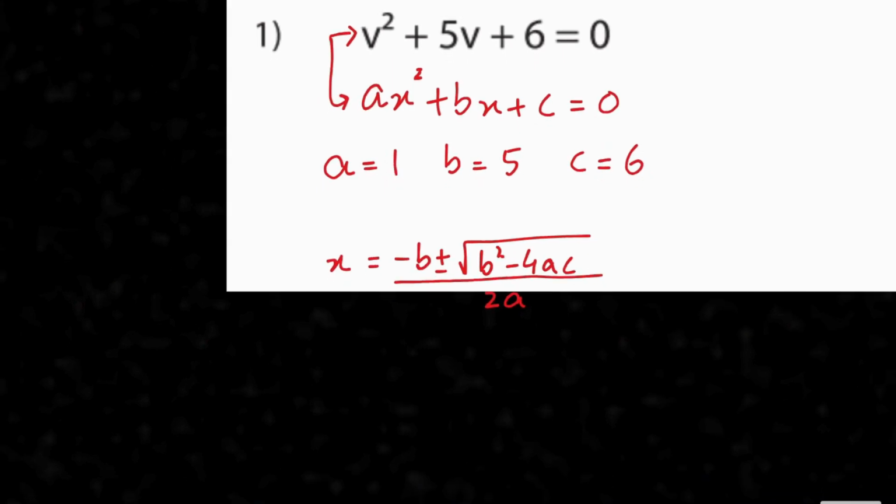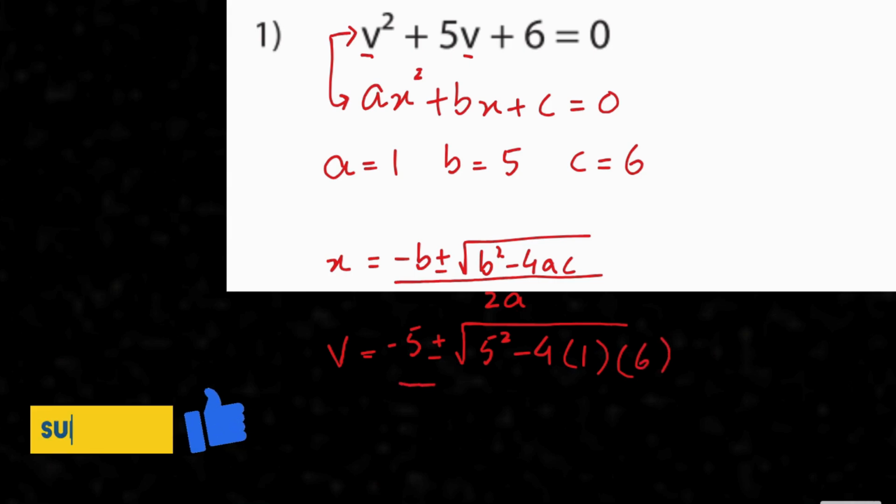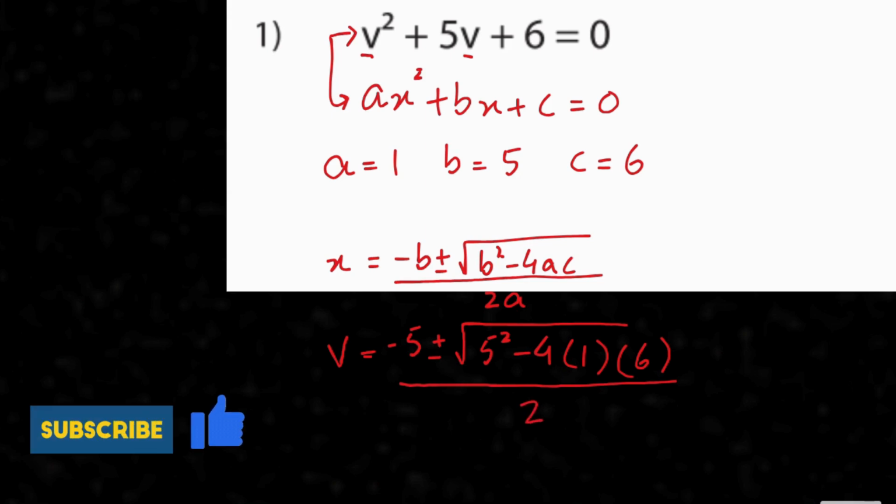I will be putting all the values in it to find the value of the variable. As you can see, the variable used in this equation is v. So I need to find that variable: v equals to, minus b is equivalent to 5, so I put minus 5 over here, plus minus radical 5 square minus 4, a is 1 and c is 6, divided by 2 into a, which is 1.